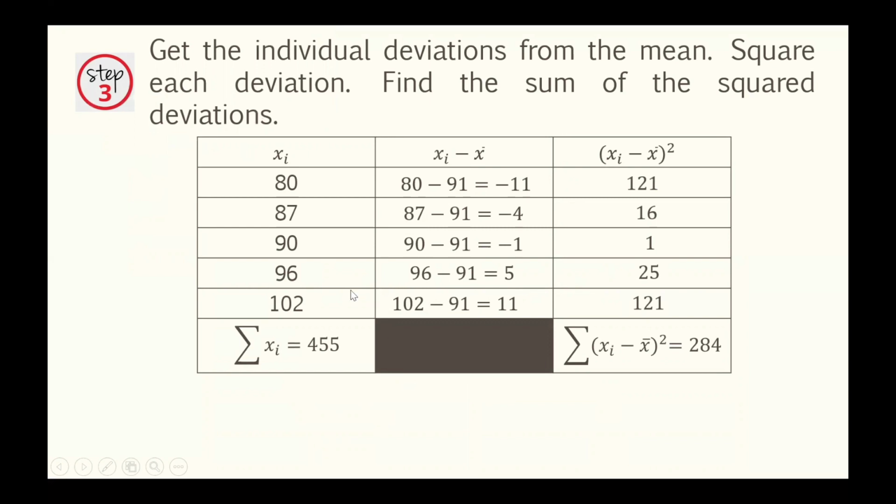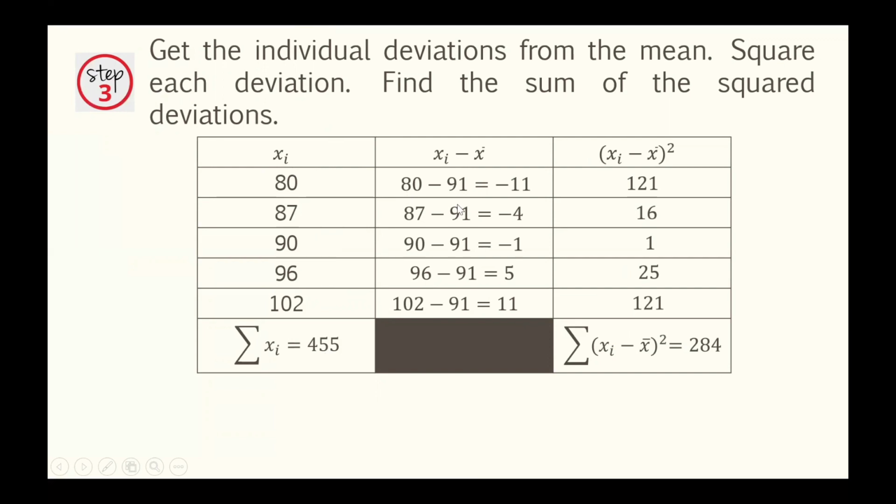So there are 3 columns here in the table. For the first column, these are the scores. For the second column, the difference between the score and the sample mean, yung nakuha mo sa step number 2. And yung third column, that is the square of the second column. To get the total, plus nyo lang yung score. To get the total here in the first column, that is 455.